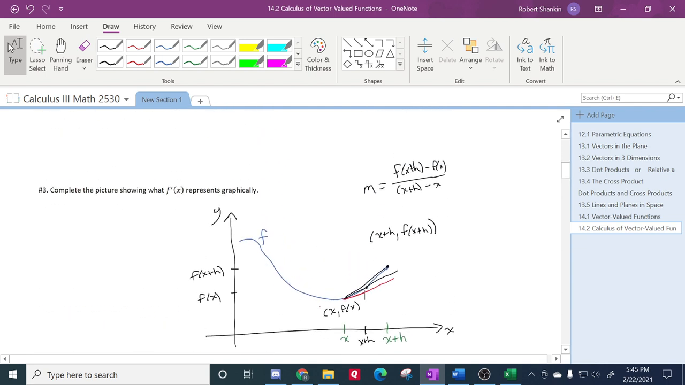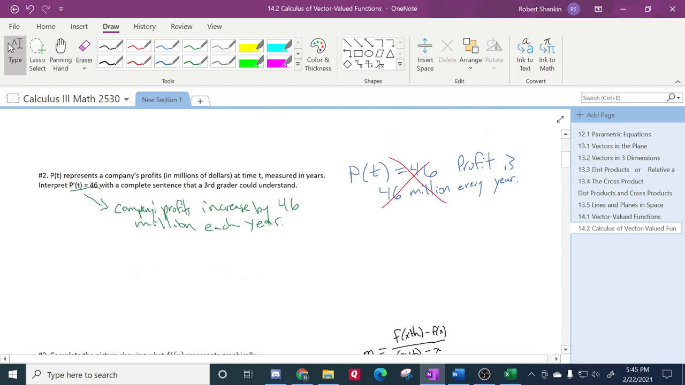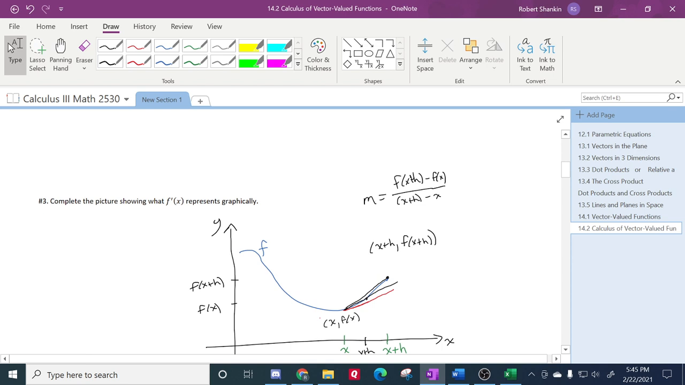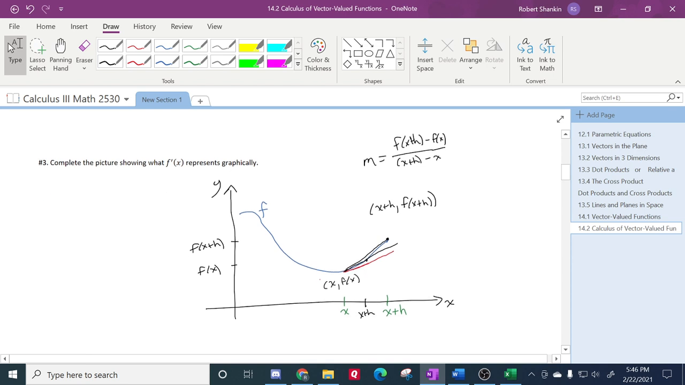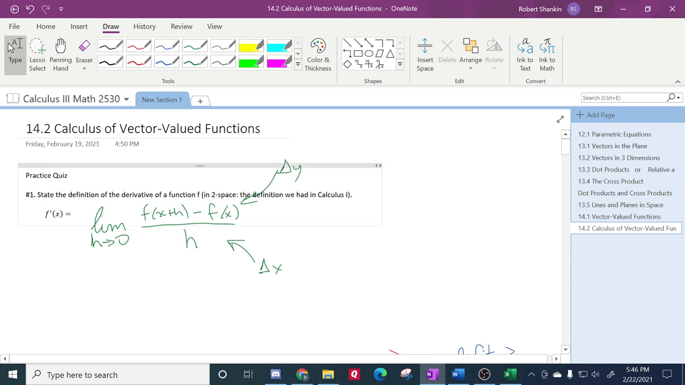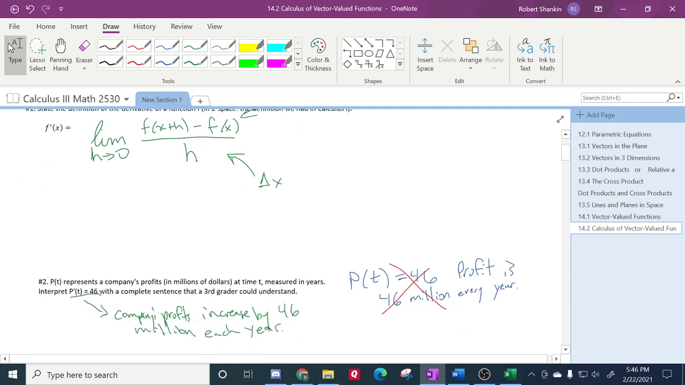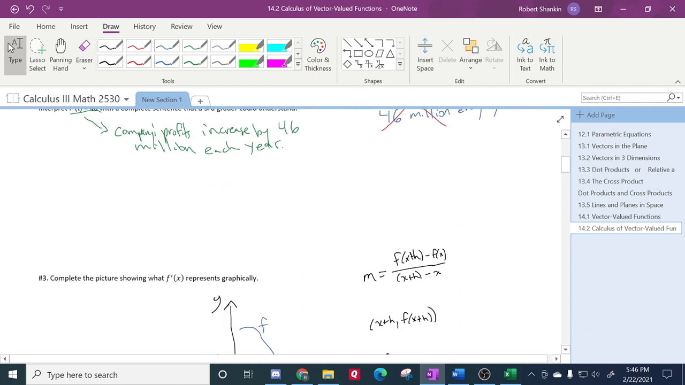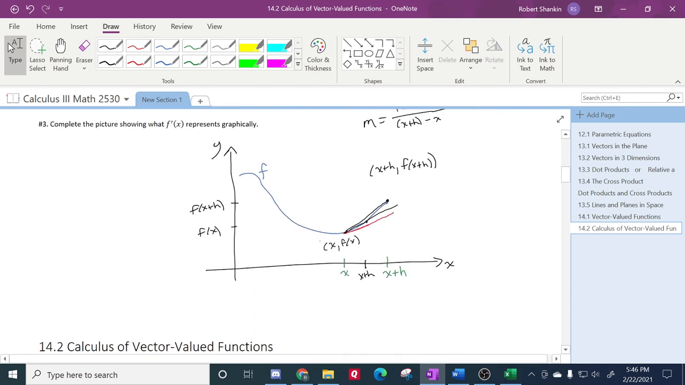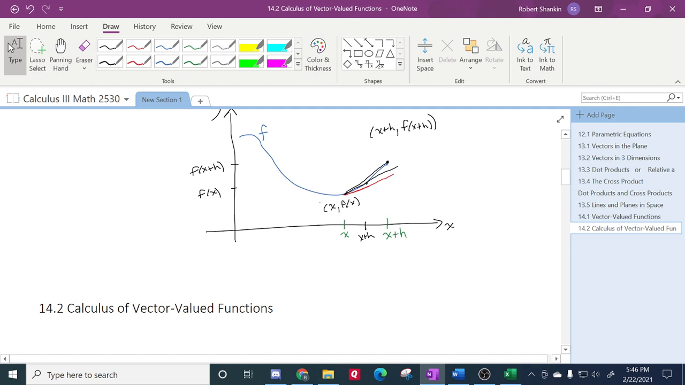Alright, so that's all we had for the practice quiz today. These concepts are going to show up again today. The definition of the derivative, we're going to be extending that to a different type of function, and so we wanted to review all this stuff and its interpretation. And questions now. Any questions on 4.1 or 14.1 or anything else?